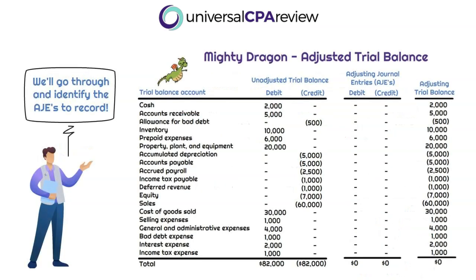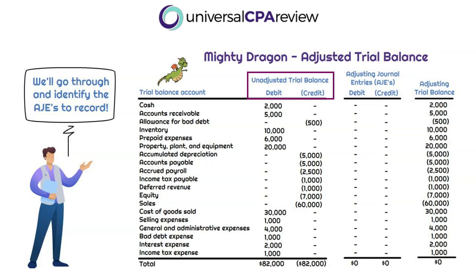So the fictitious company that we're going to walk through this for is Mighty Dragon, right? The fiery Mighty Dragon. And as you can see, this is a template for their adjusted trial balance. In the first two columns, we have the debits and credits for the unadjusted trial balance, and we have all of the different trial balance accounts. So as you know, a debit balance is positive and a credit balance is negative. And as you can see at the bottom, the debits sum to $82,000 and the credits sum to $82,000.